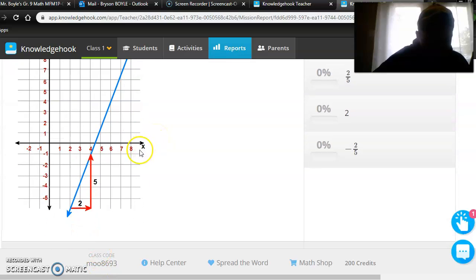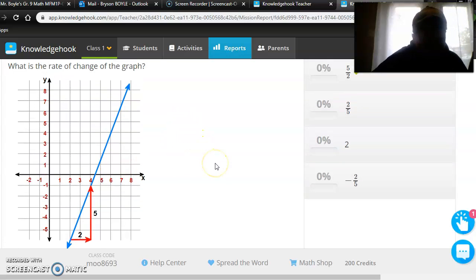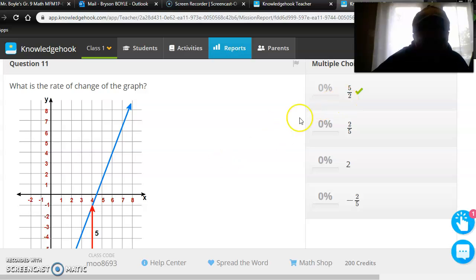So let's do one more together. In this example, what's the rise? Well, it goes up 5 and over 2. Rise goes on top, so you put 5 on top, run on the bottom, over 2. So the rate of change is 5 over 2.